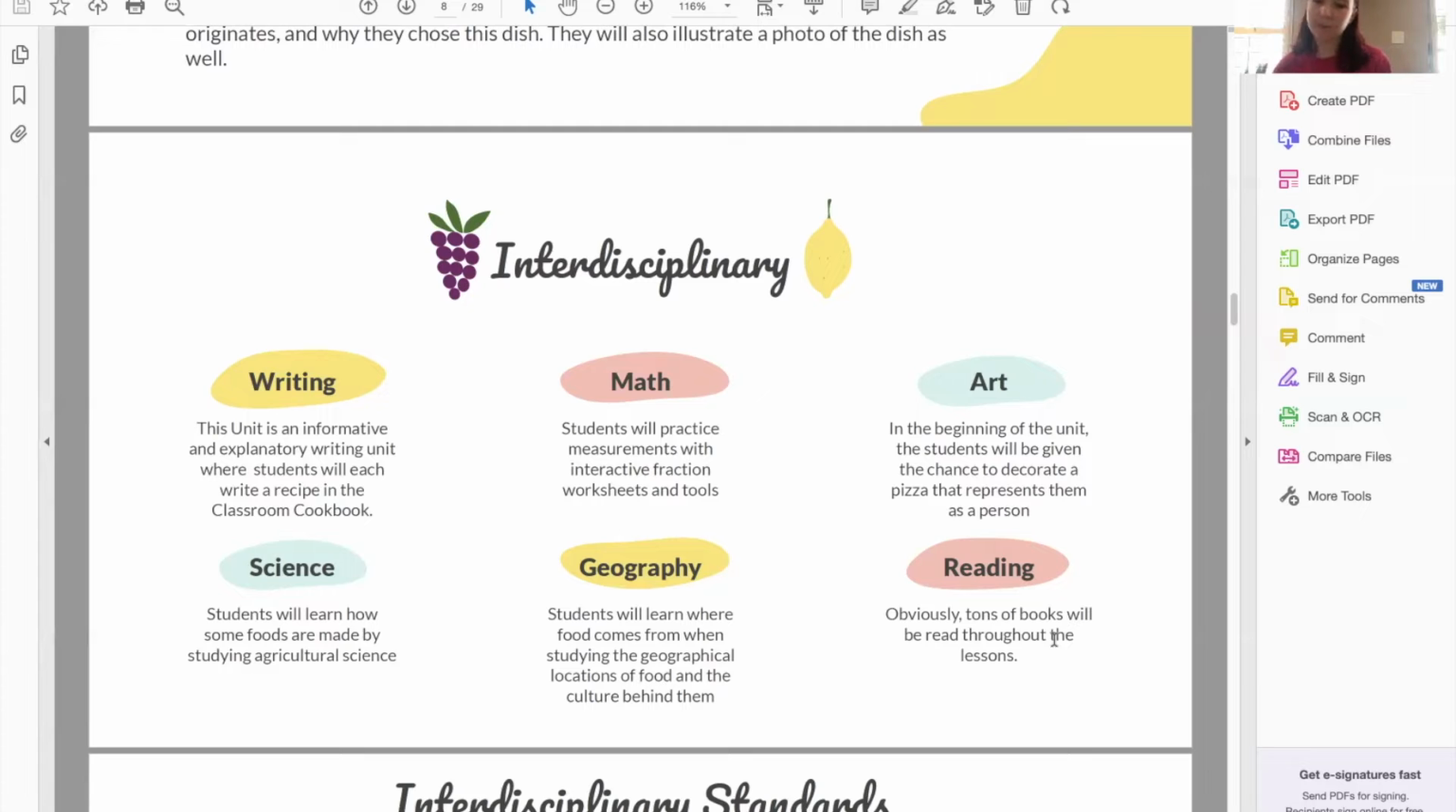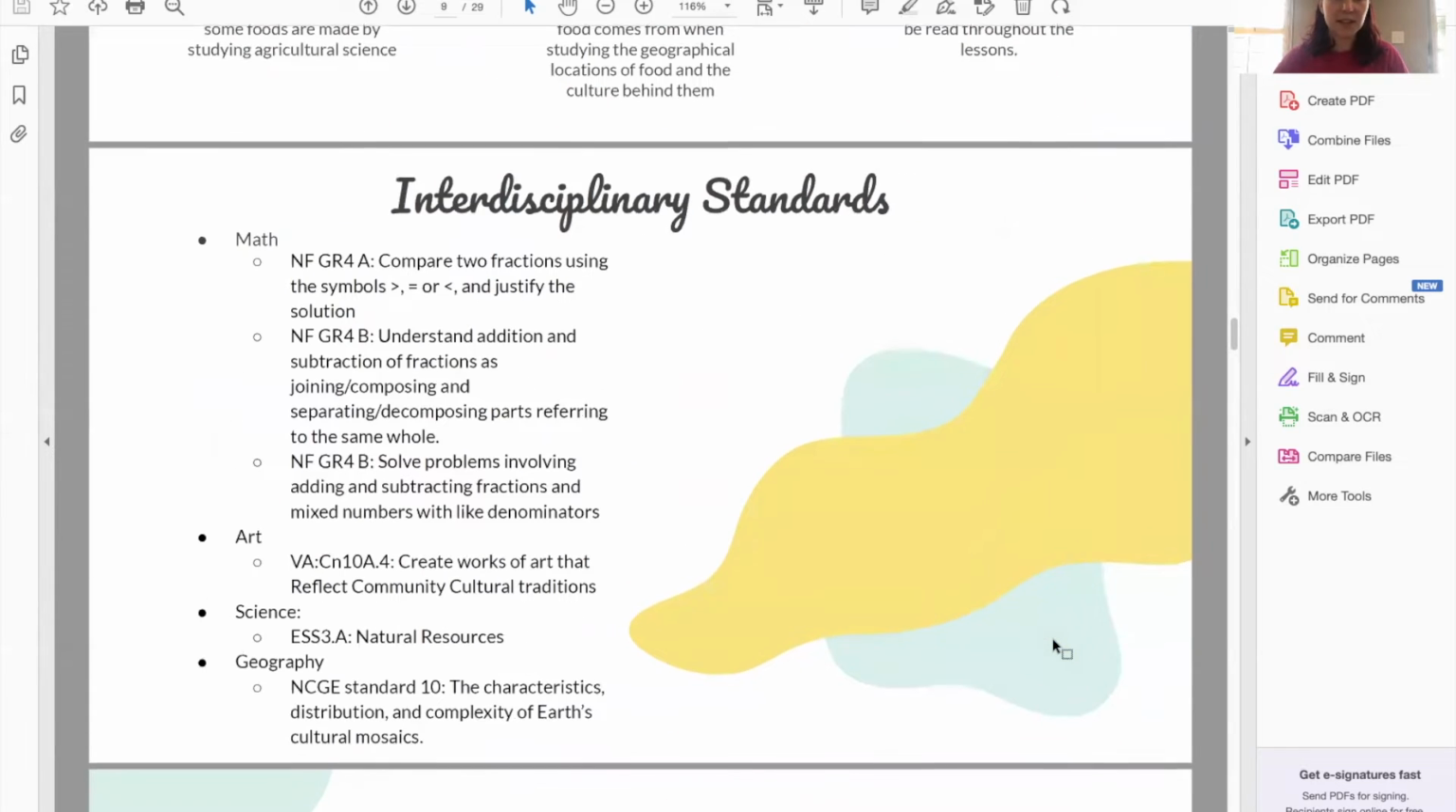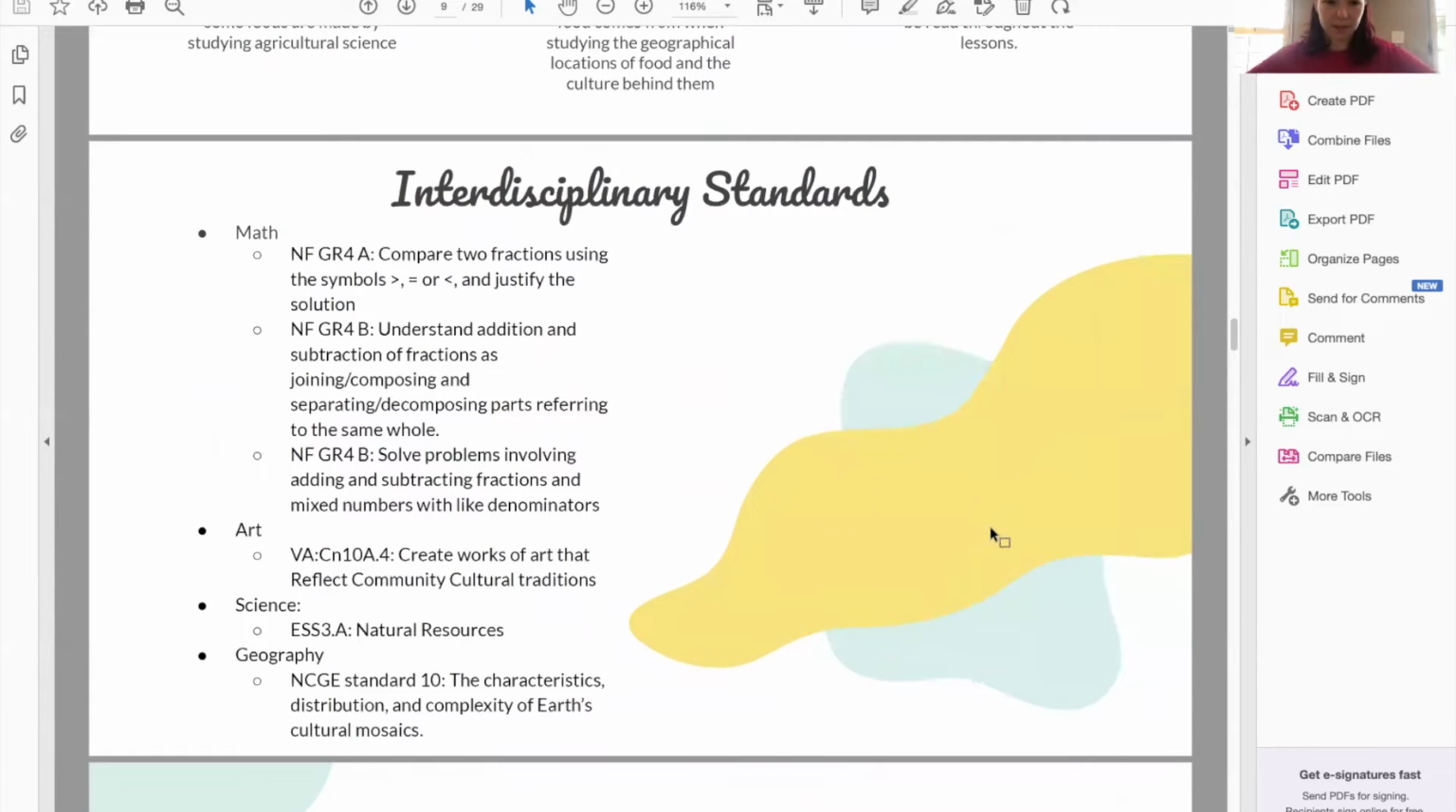And I put reading. I know you said not to put reading, but this was at 6, so reading obviously, because we have books and we'll be reading a lot. And these are the standards. I won't read them all to you because they're right here and you can read them yourself.